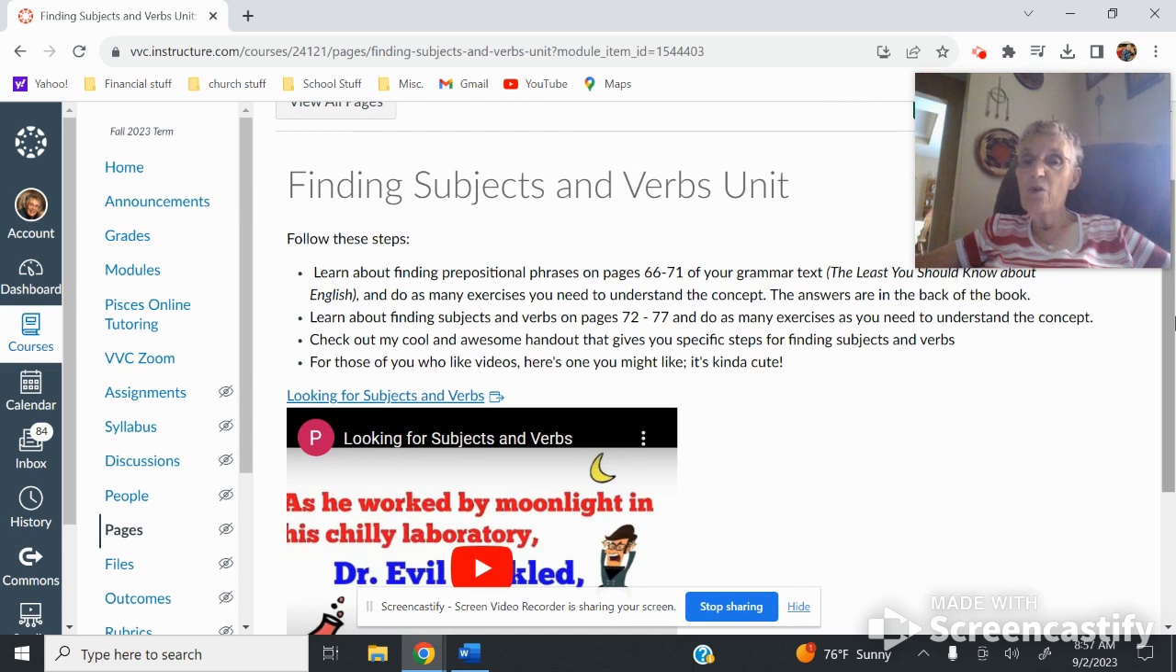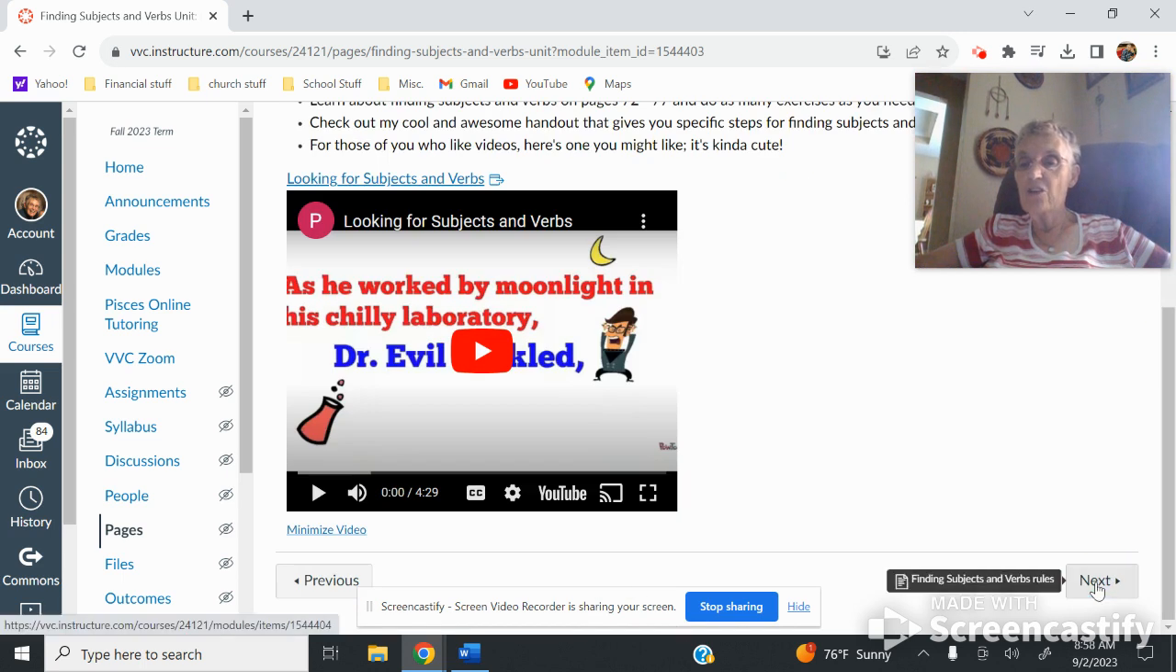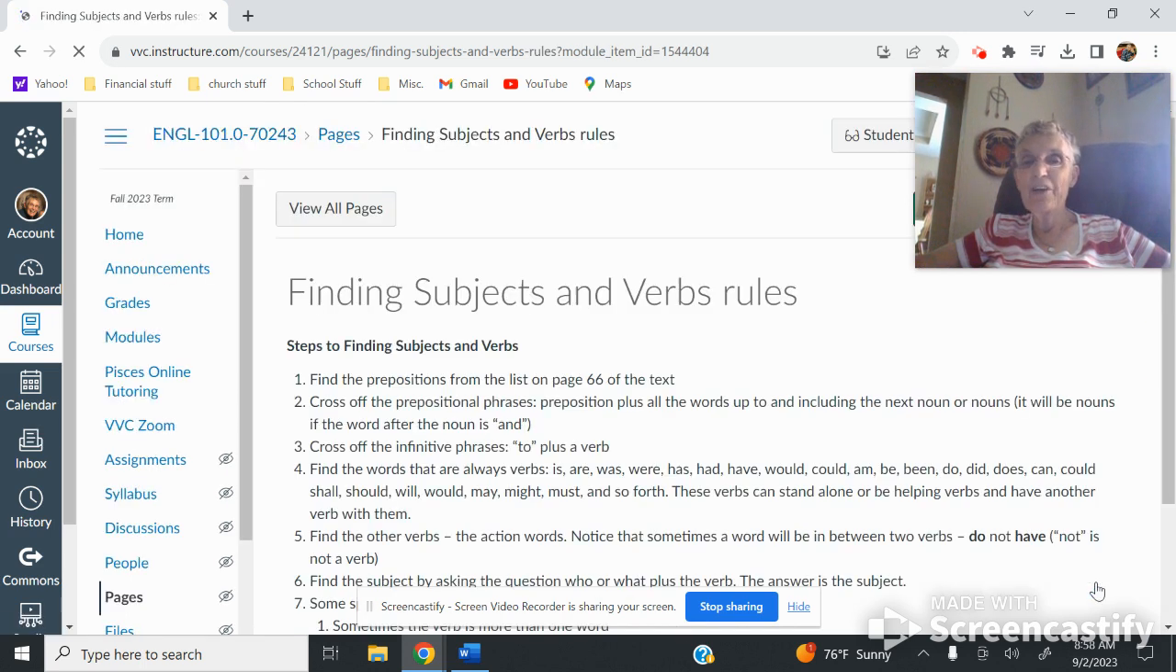If you have a different text, just look for the chapters on finding subjects and verbs. And you're going to do as many exercises as you want to in the book that will help you understand the concept of finding subjects and verbs. And then the answers are in the back. And I've also got some handouts and things like that I've used for many years, and they work.